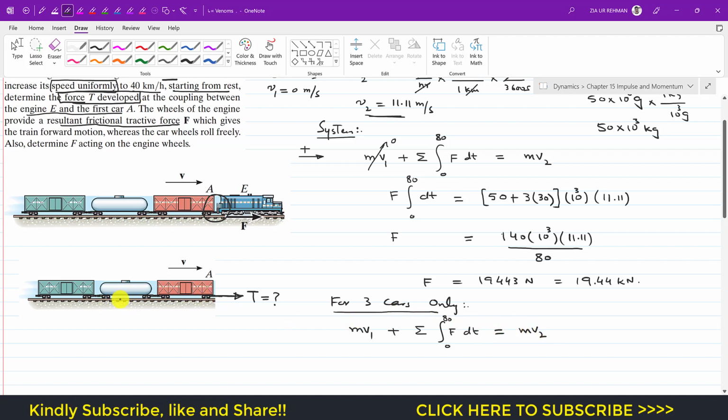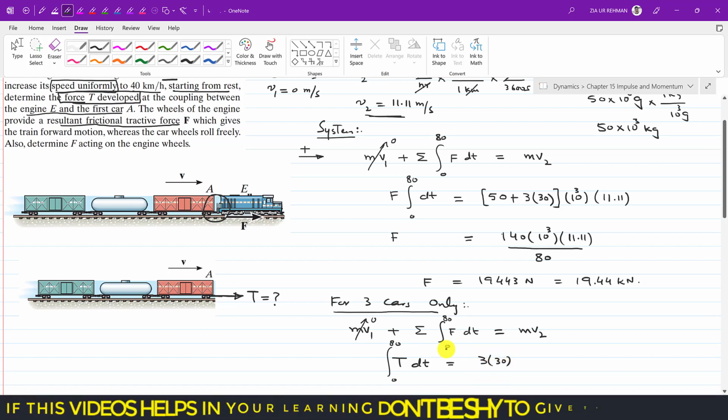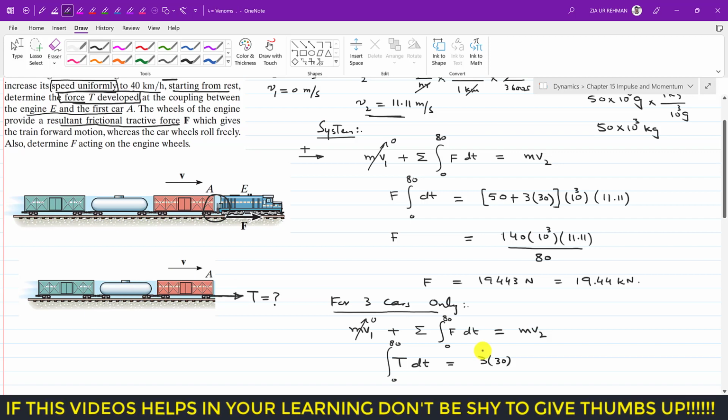Now again, these three cars also start from rest, so this is 0. And now the external force is this T, so we will write T. And that T is constant as well, since the force is constant. So now we can write that the external force is T, so T dt from 0 to 80, and this is the mass. So now the mass is 3 times 30. Now one car has a mass of 30 megagrams, so we have 3 cars.